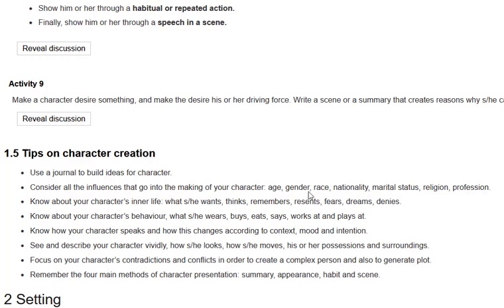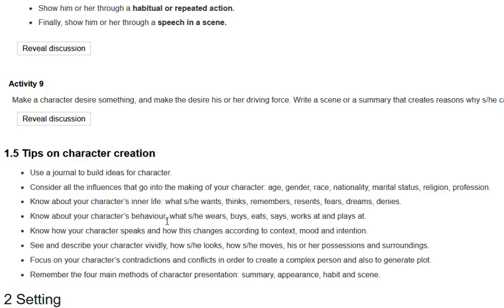And then know about your character's inner life. In other words, what does she want? So you could have, like in a Jane Austen novel, all of the characters want a husband. And what does she think? She thinks that the ideal husband will bring her happiness, because in the 19th century, the only way a woman could earn a living or get away from her family was to have a successful marriage, marry someone rich. What does she remember, resent, or fear? What does she dream about? So you've got to know about her inner life.